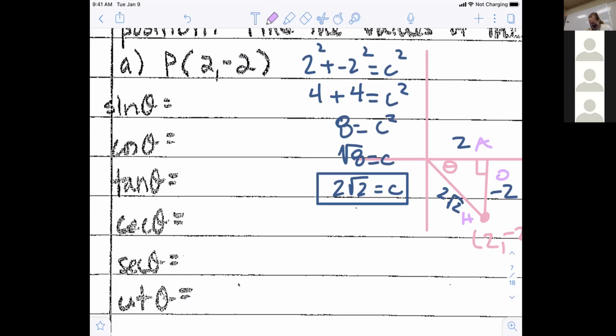Sine is going to be -2 over 2√2. Again, you do not have to rationalize, but I do want it simple. So there are too many 2's, so cross those out to get -1 over √2. Cosine is going to be 2 over 2√2. Again, simplify to be 1 over √2. And then tangent will be -2 over 2, which is -1.